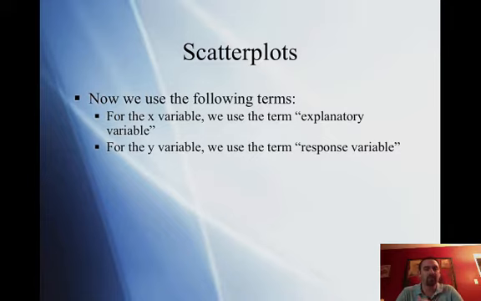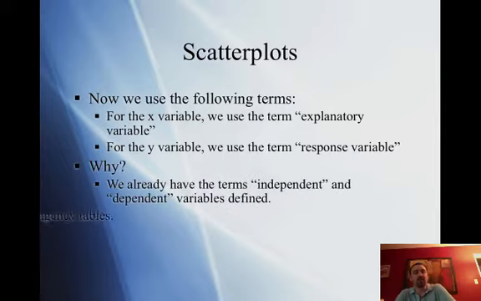They're really very similar in terms of their meaning. The response responds to the explanatory variable. The explanatory variable explains the y. So explanatory is now the x variable and response is now the y. I will never ask you about independent versus dependent in this context. Instead, I'll ask you about explanatory versus response.